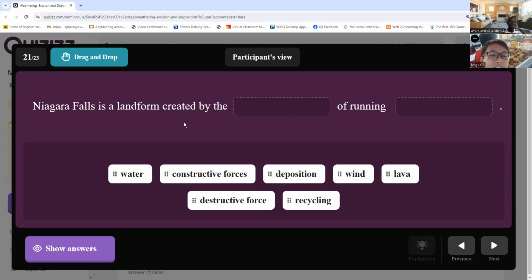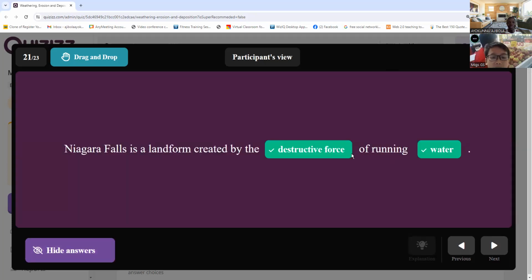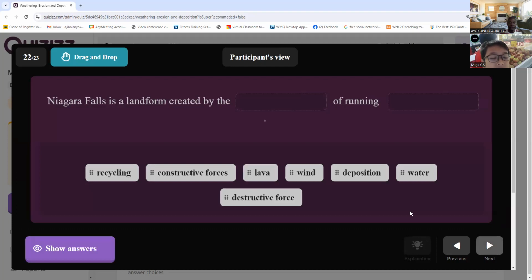Niagara Falls is a landform created by the blank of running blank. Water, and constructive forces. Let's see that water first. Destructive force of running water. Exactly. Destructive force of running water. And there is another question that looked like that, but it's the opposite way.